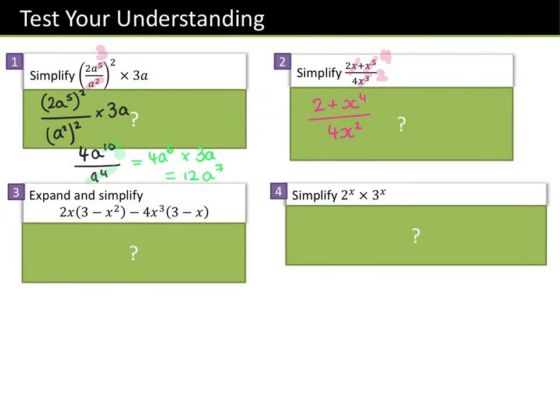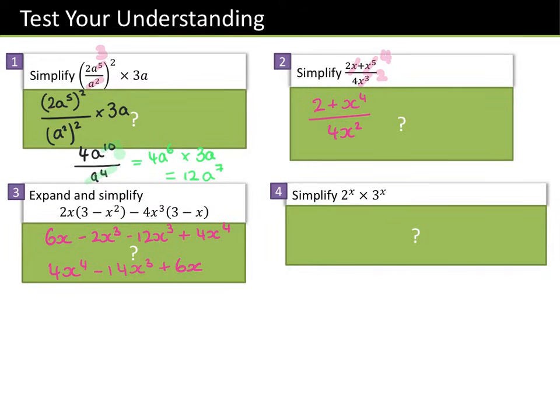So expand and simplify. Make sure when you're multiplying, don't forget the numbers. 2x times 3 is 6x. 2x times minus x squared is minus 2x cubed. Minus 4x cubed times 3 is minus 12x cubed. Minus 4x cubed times minus x is positive 4x to the power of 4. So when I simplify, I'm going to put the term with the largest power of x first, so x to the power of 4. Minus 2x cubed minus 12x cubed is minus 14x cubed. And then plus 6x.